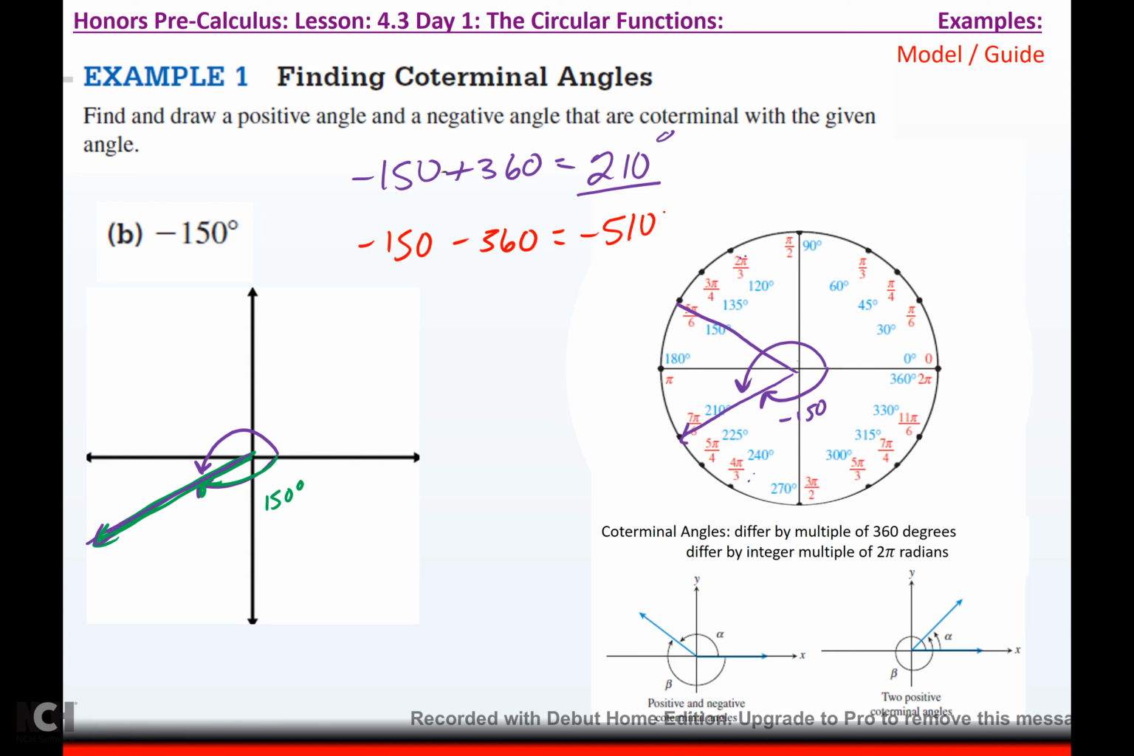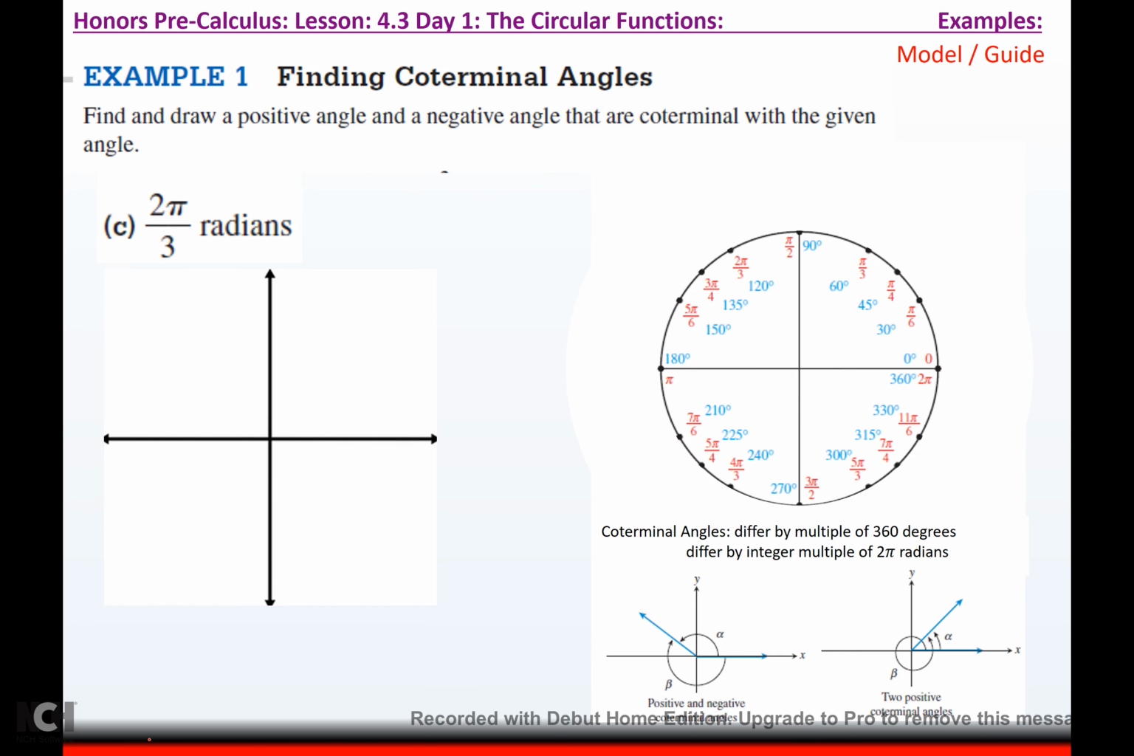So to graph, or to draw negative 510, well, this would be negative 360, right? And then to go a negative 150 would be all the way back around to here. And that would be my negative coterminal angle. Okay?